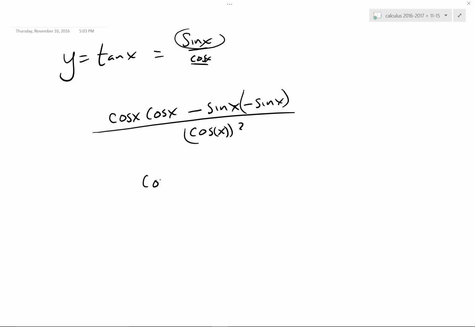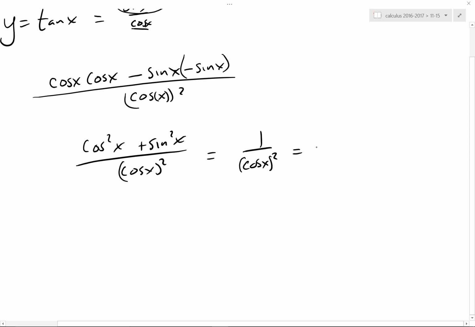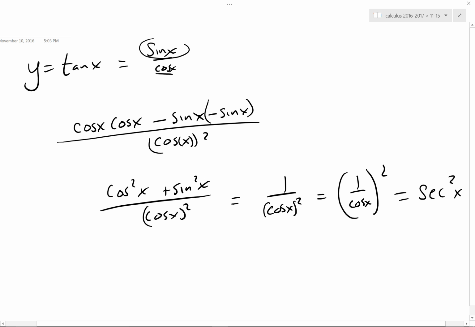squared. Well, that's cosine squared plus sine squared on top. And even the person who slept through Mr. Patterson's class last year remembers that that is 1. So it's 1 over cosine of x squared. 1 over cosine is secant, so secant squared x. That's our thing. So the derivative of tangent of x is secant squared x.